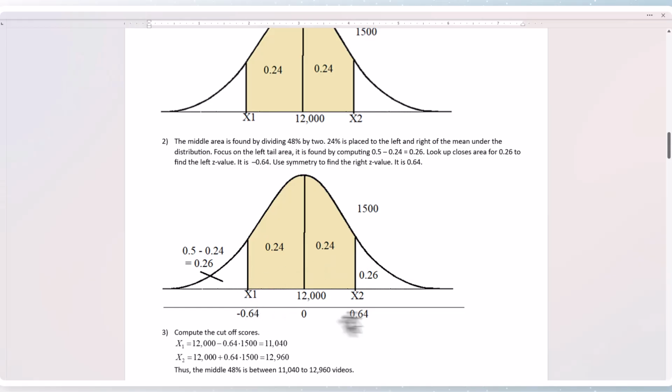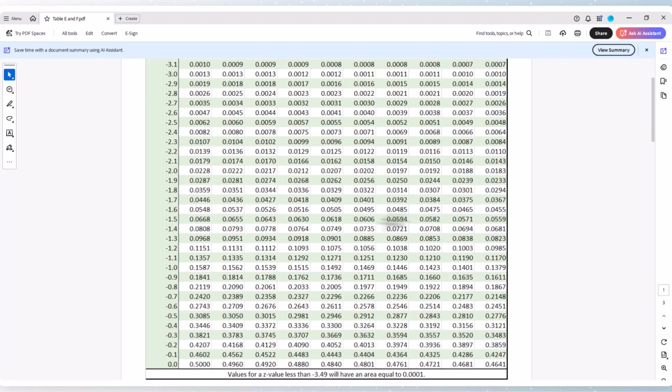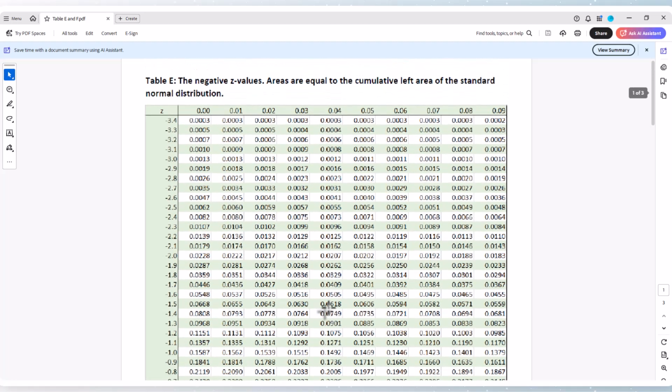So we want to find our two corresponding z-values. I like to focus on the left side. So we need to get this left tail area. Remember, this whole left side is equal to 0.5. So we take 0.5 minus 0.24 to get 0.26. We can then look up 0.26 in the table. So we're looking inside the area section for 0.26. And the area closest to 0.26 is 0.2611, which gives us a z-value of negative 0.64.